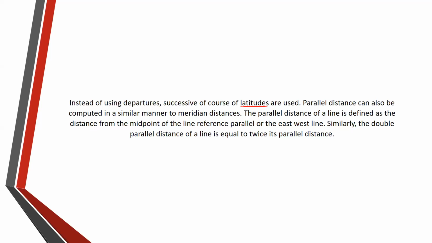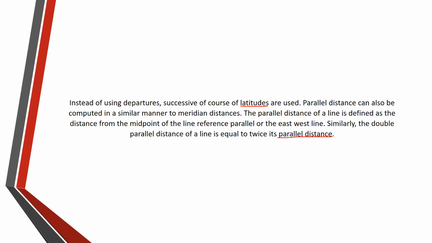Parallel distance can also be computed in a similar manner to meridian distance. The parallel distance of a line is defined as the distance from the midpoint of the line to the reference parallel, or the east and west line. Similarly, the double parallel distance of a line is equal to twice its parallel distance. Okay? So again, yung DMD natin is very similar sa DPD.